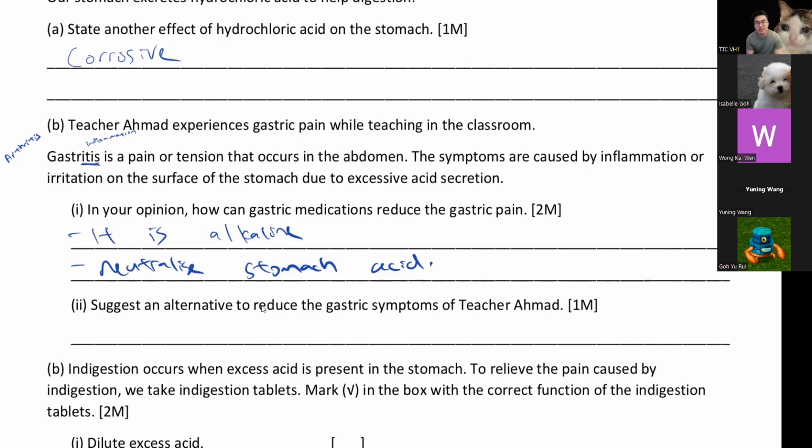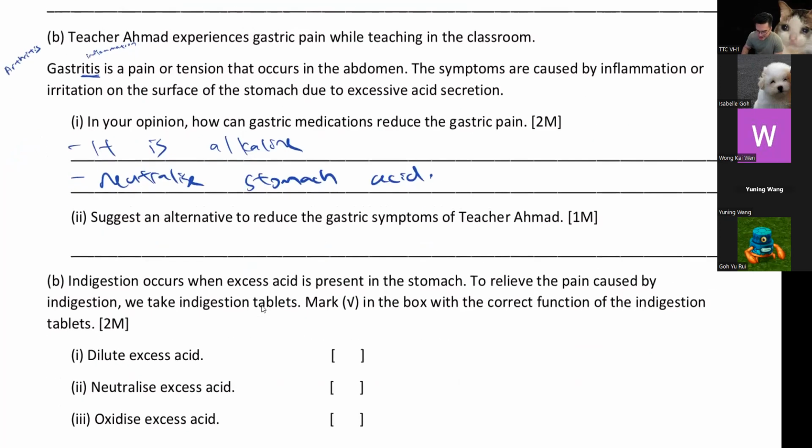Say bye to your athlete, man. You athlete, what do you play? Okay, so number two, suggest an alternative to reduce gastric symptom of teacher Ahmad. So what can he do? Okay, if he doesn't want to take gastric medicine, what can he do?